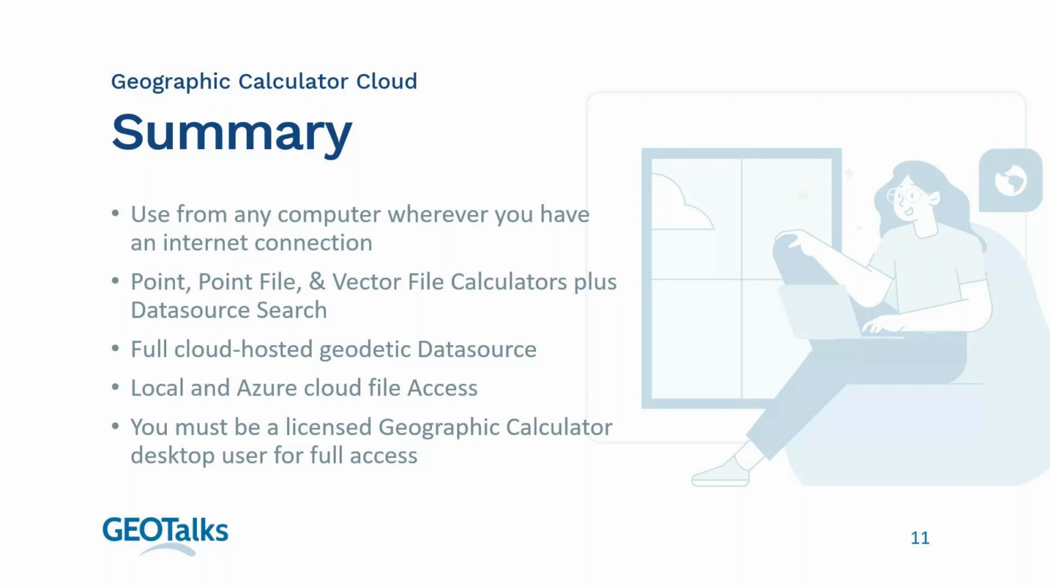Everything is cloud hosted. The database lives in the cloud of all of those systems. It is basically our primary source for publishing those for access in any of our software. You can get to your data either locally from your local device, whatever that is, or directly from Azure cloud storage. And this is available to anyone that is a licensed user of the Geographic Calculator. And I think that about wraps us up right on time.